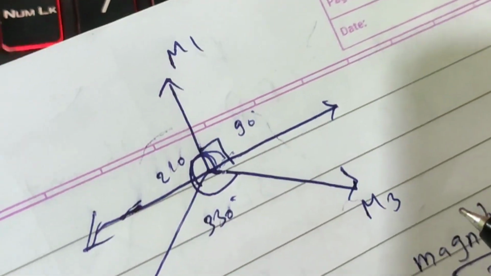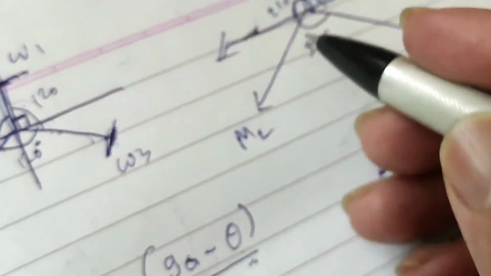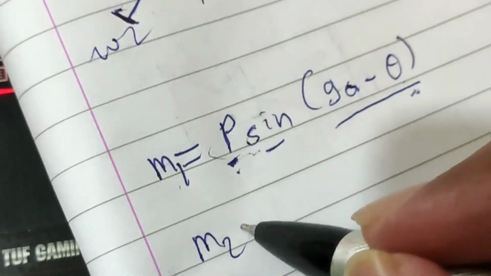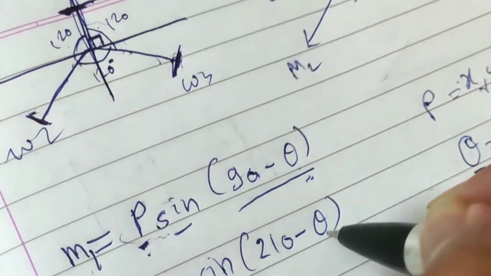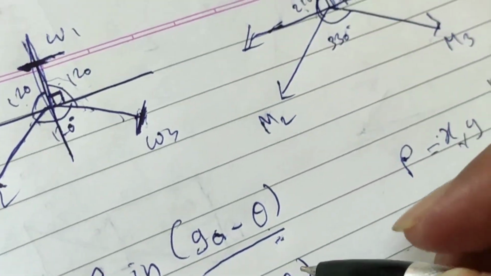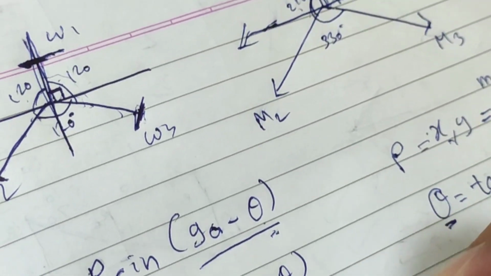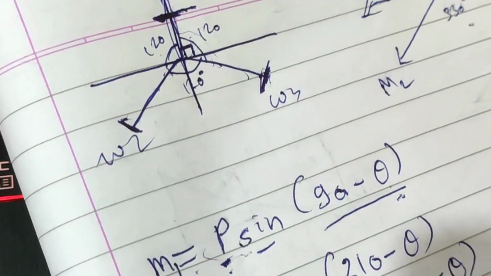For the m2 equation, we can see here that it is 120 degrees plus 90 degrees, so it will be 210 degrees. So the m2 equation will be p sin(210 degrees minus theta). Same as m3 here, we will be calculating p sin(330 minus theta). So we have calculated these for the m1, m2 and m3 motors.